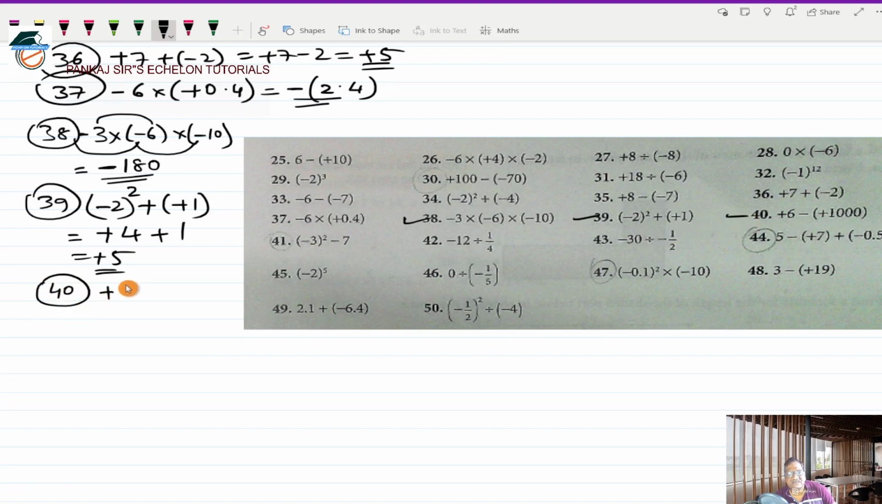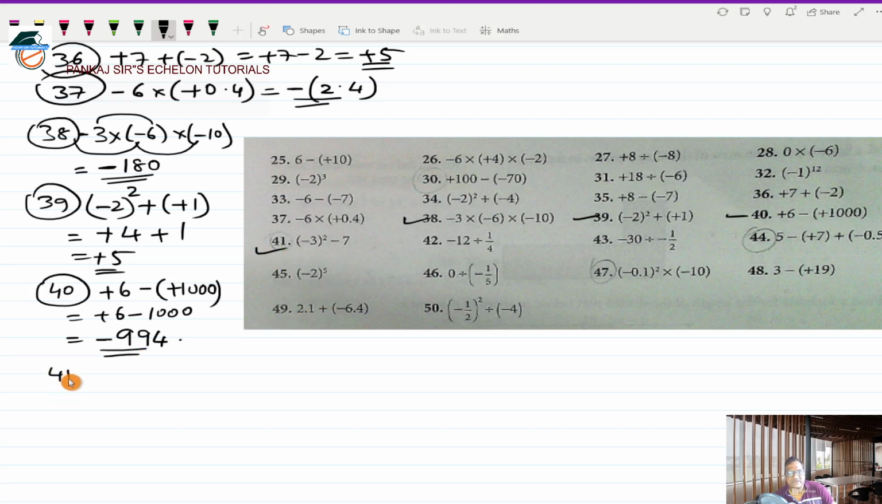it's a plus 6 minus a plus 1000. This will be plus 6, plus into minus is minus, and then 1000. Now these are two directed numbers with opposite sign, so I'll take the sign of the bigger number, which is 1000, so I'll take minus, and then what I'll do is 6 I'll subtract from 1000. So if I subtract 6 from 1000, I'll be left with 994. So the final answer for 40th one is minus 994.